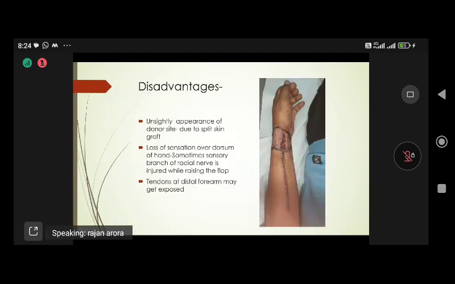Disadvantages are unsightly appearance of the donor site due to split skin graft. There is a racket type of scar, and loss of sensation over the dorsum of the hand due to injury to the sensory branch of the radial nerve while raising the flap. Then the tendon at the distal forearm may get exposed.